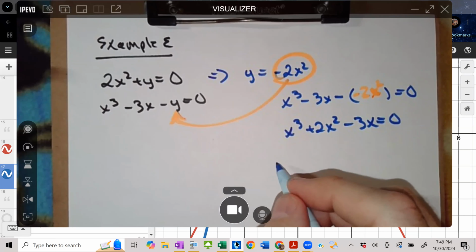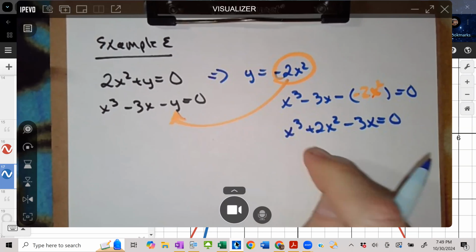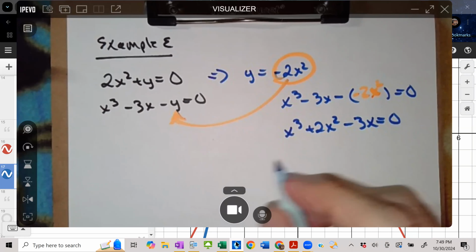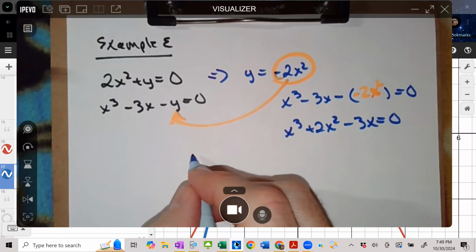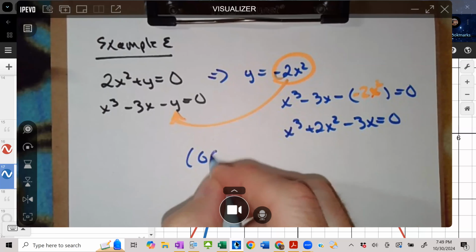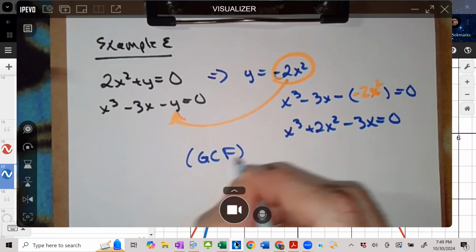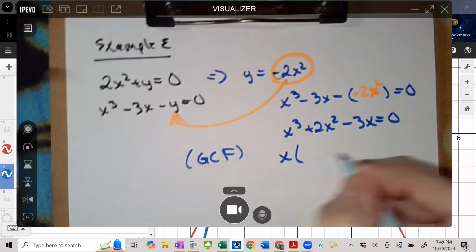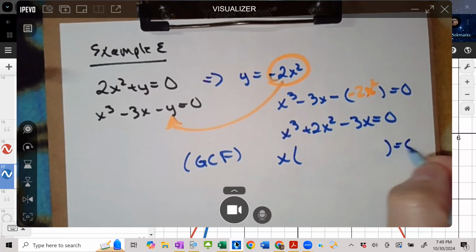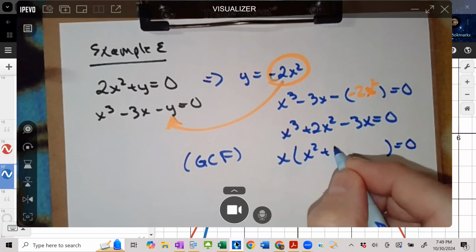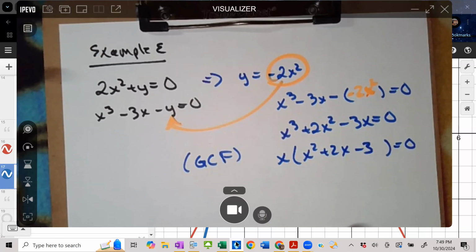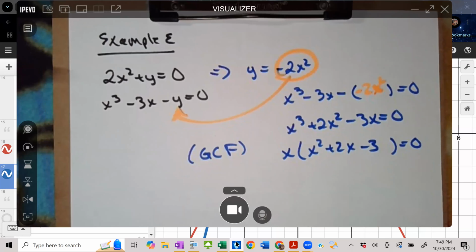Do you see anything that factors? I know it's a cubic equation, but probably the easiest thing to overlook in factoring is the GCF, greatest common factor. And there's an x that I can factor out of all of this. That leaves behind x squared plus 2x minus 3. And we can continue to factor it from here.